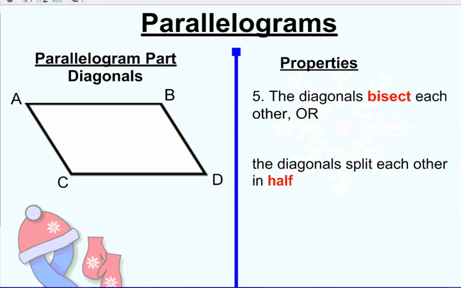The last set of properties that go along with a parallelogram are going to deal with their diagonals. So the diagonals of a parallelogram are going to bisect each other. Remember, bisect means to cut in half.